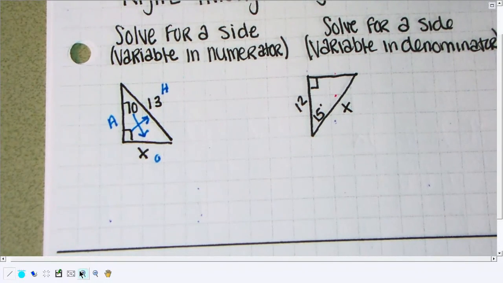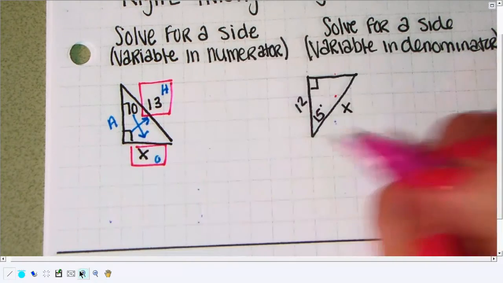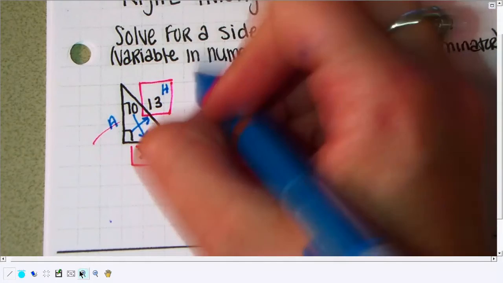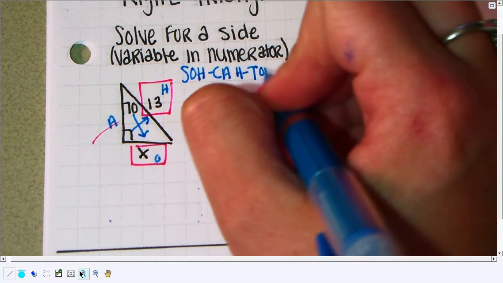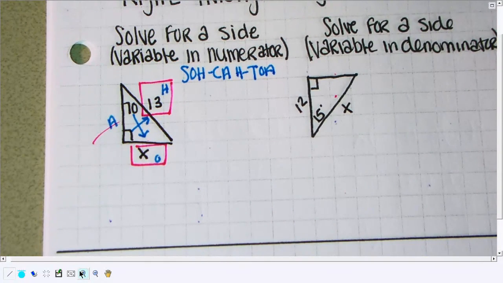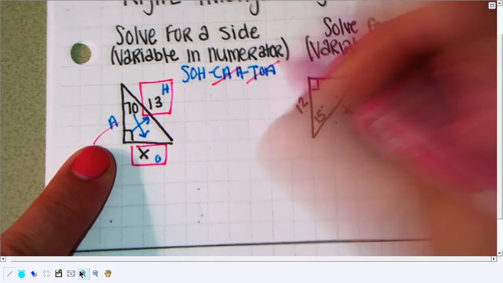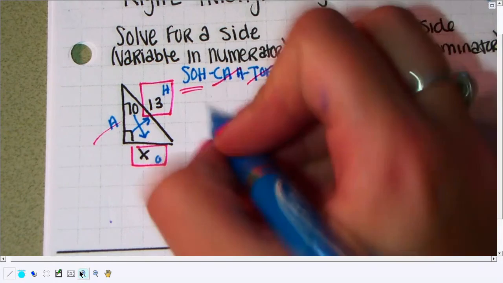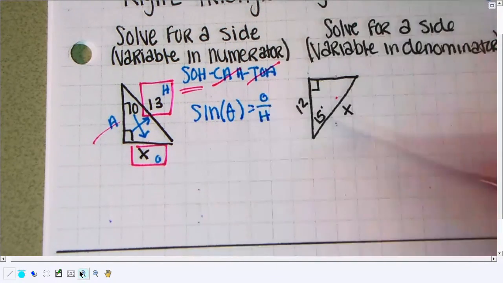Now, you want to look for doubles. So everything is about doubles. So X has O, H has 13, but A has nothing, which means that I can't use A when I'm doing sine, cosine, or tangent. So writing SOHCAHTOA, I'm going to cross out anything with an A in it because I can't use it. So cosine and tangent are out, and sine is my correct trig function. So sine of theta equals O over H.